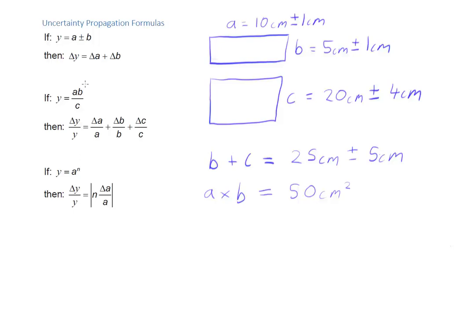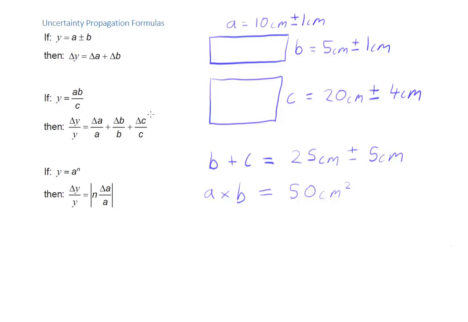Well, the second formula here shows us that for multiplication or division, so if y equals a times b divided by c, anything multiplied or divided together, then we add the relative uncertainties. So I find the relative uncertainty in a, so that's delta a over a, and add the relative uncertainty in b. Now if there was a third quantity I was also multiplying, I'd also add its relative uncertainty.